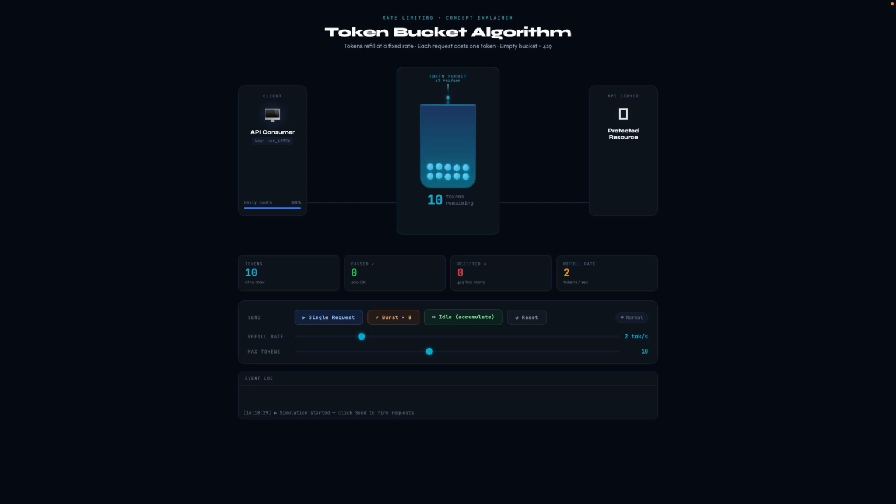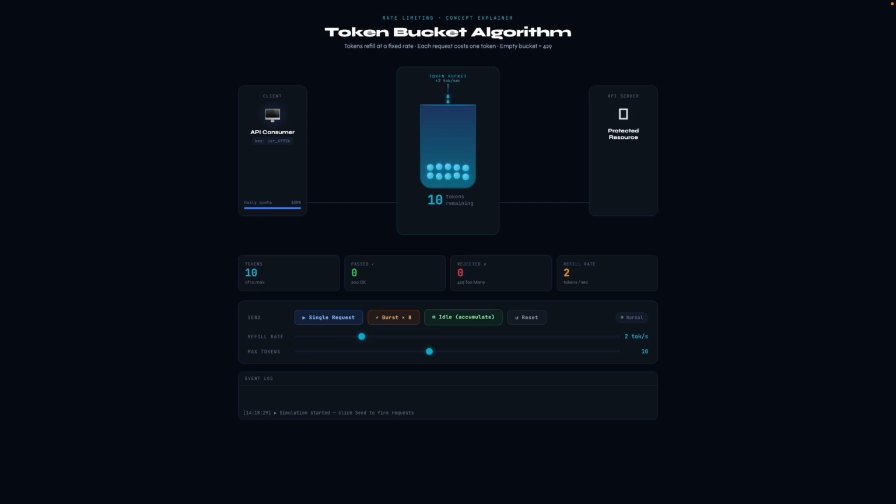In technical terms, rate limiting caps the number of requests a client, identified by an API key or an IP address or user ID, can make within a time window. Hit the limit, you get back a 429 response code, too many requests. The system is healthy, the system has capacity, it's just not available to you right now.